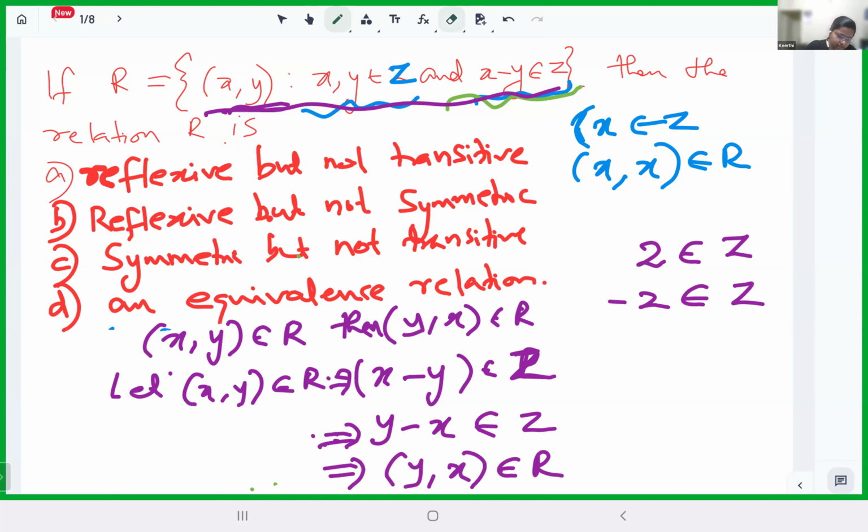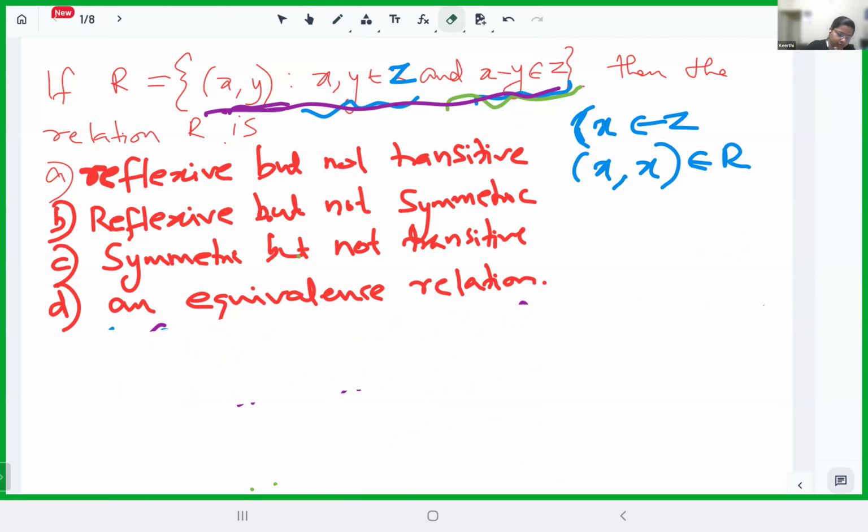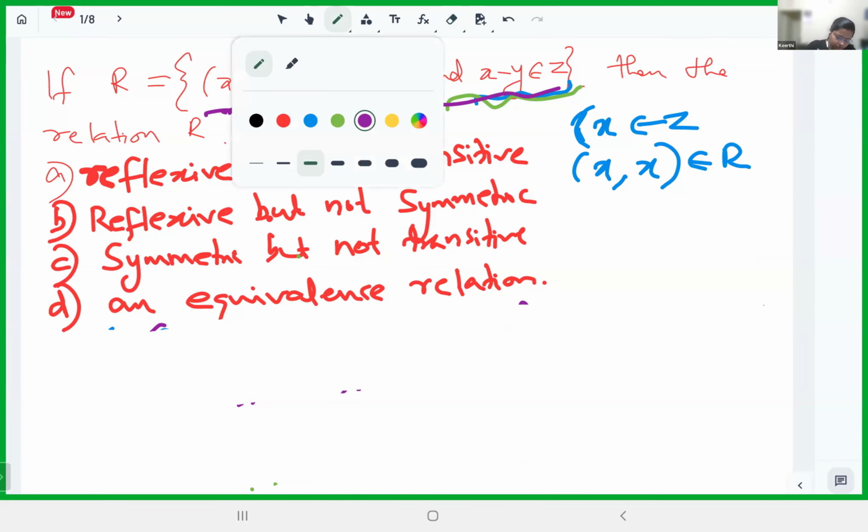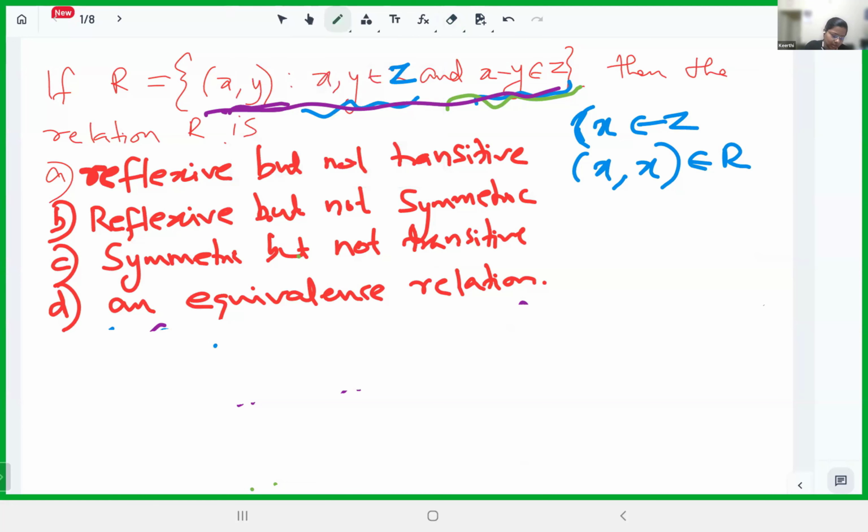we have to check whether it is transitive. Now it is symmetric. We have got that it is reflexive and symmetric. Now we have to check whether it is transitive or not. All right. So for that, I'm taking (P, Q) an element of R.